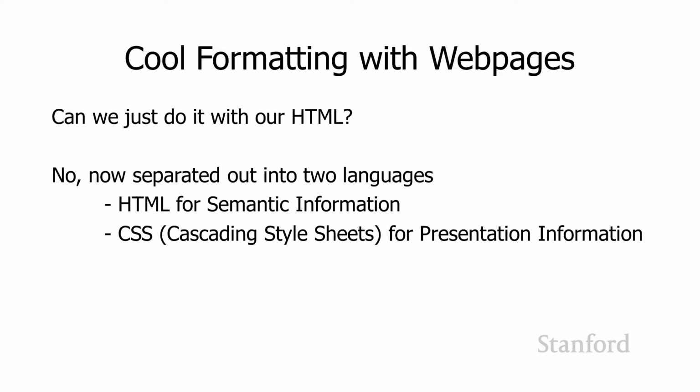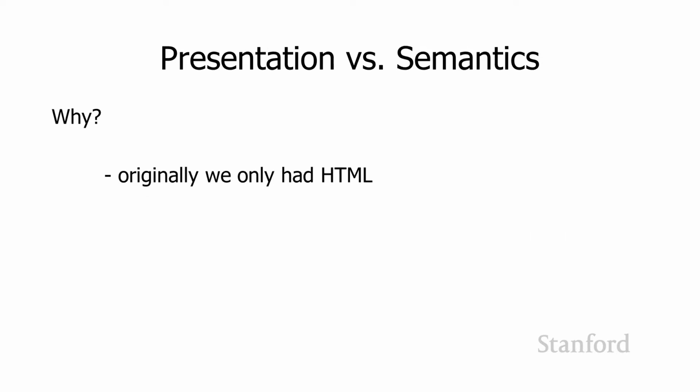So basically, the HTML is only going to provide information telling the web browser, this is the type of element this is, but not how to present this particular element. That's the job of the cascading style sheets. Why are we doing this? Why are we separating these?